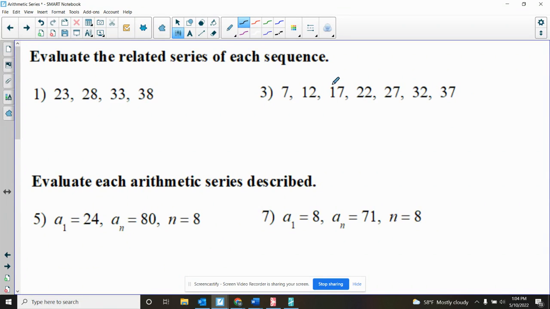Okay, let's take a look here at some of the practice. We'll work them out, make sure we know what's going on. When it says relate the related series, remember that series is when you add them up, and sequence is when you just list them. So really all we need to do is add those numbers up. Please don't overcomplicate it. So I'm grabbing my handheld calculator.